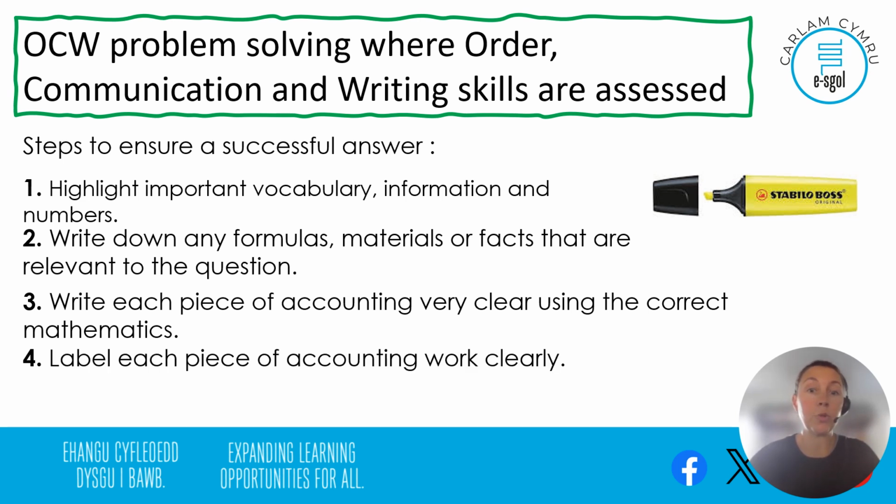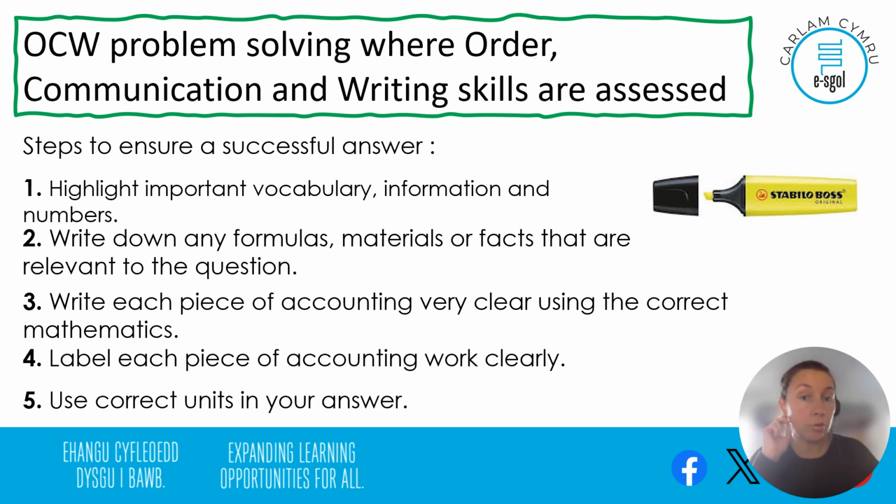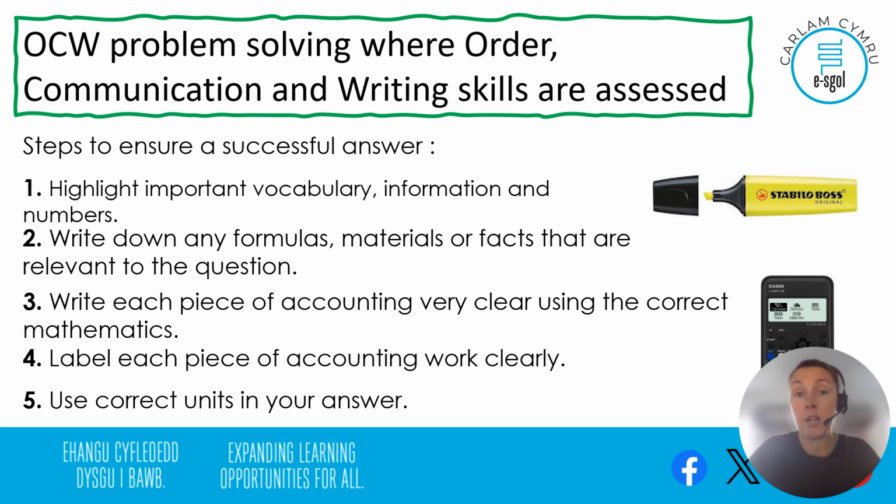Label each piece of accounting work clearly, and any totals you've worked out within that sum, and also use the correct units when you are showing any workings out. Now this is a calculator paper, so all your workings out will be done through the calculator, but you still have to write them in for every question to show what you are doing on the calculator. I'll go through 3 revision questions now, so how you write your workings out whilst using a calculator hopefully will become a lot clearer for you.